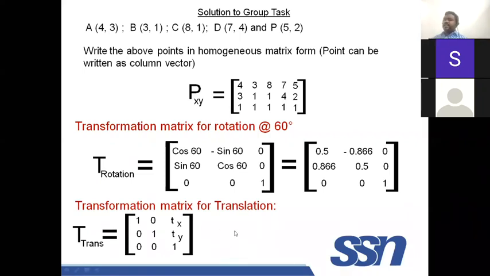The transformation matrix for translation is given by this expression: 1 0 tx, 0 1 ty. This is translation. And the rotation matrix, with cos 60 and minus sin 60, is one standard matrix. Yes, this is a very standard expression.